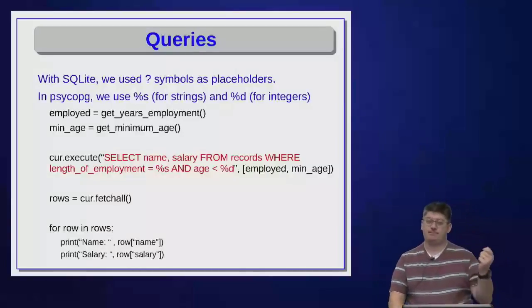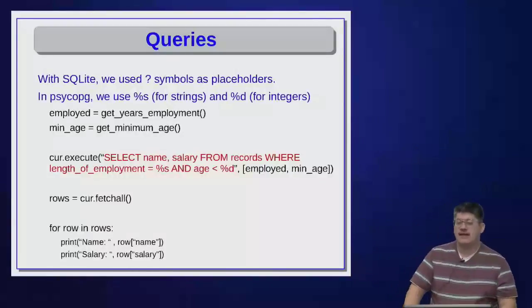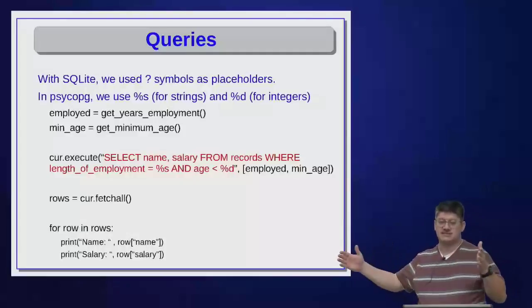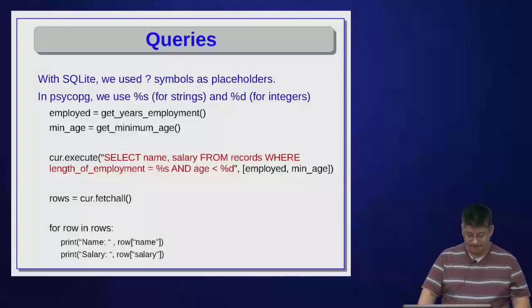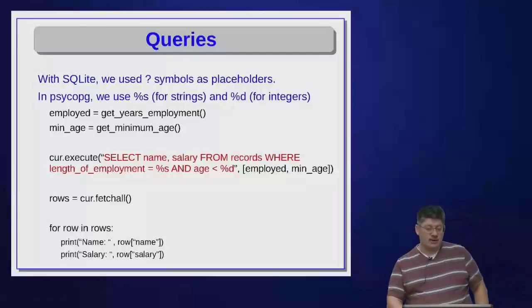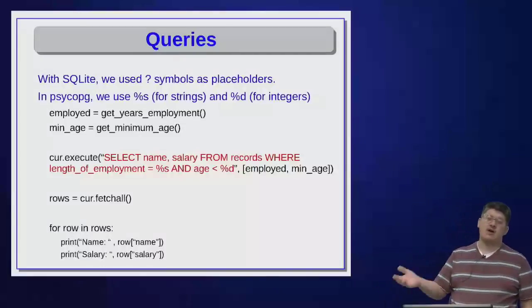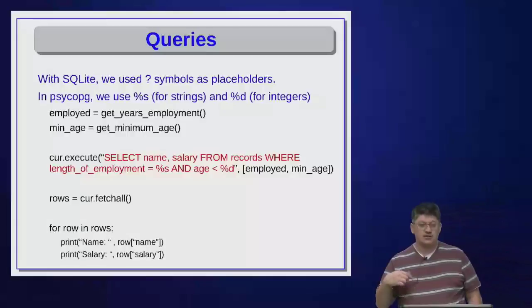I can have as many %s's and %d's as I want, and I just have to make sure that my list is the same size as the number of placeholders. After I've done my select query, I can use cur.fetchAll to get all the rows that match. And then I can use a for loop to loop through.